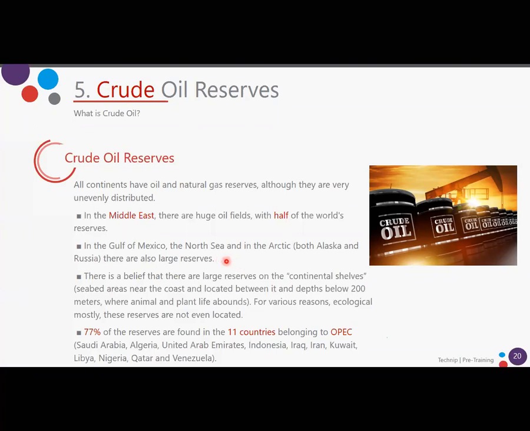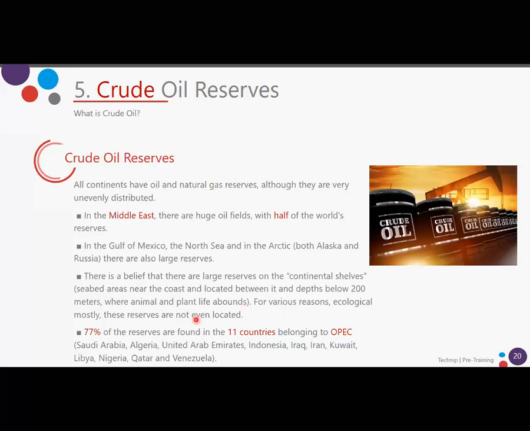There is a belief that there are large reserves on the continental shelves, that are the seabed areas near the coast and located at depths below 200 meters. For various reasons, mostly ecological, these reserves are not even located.